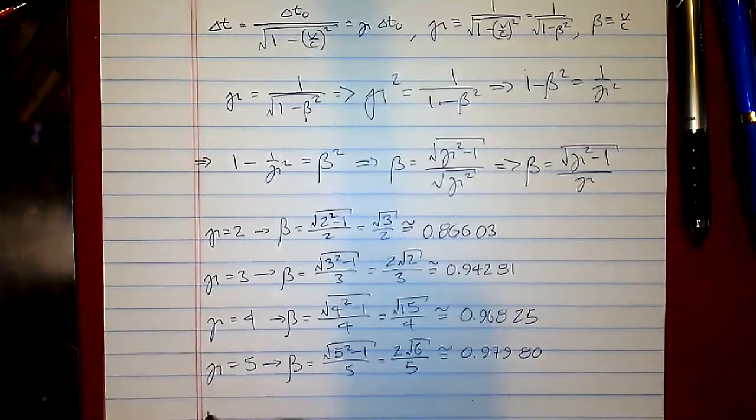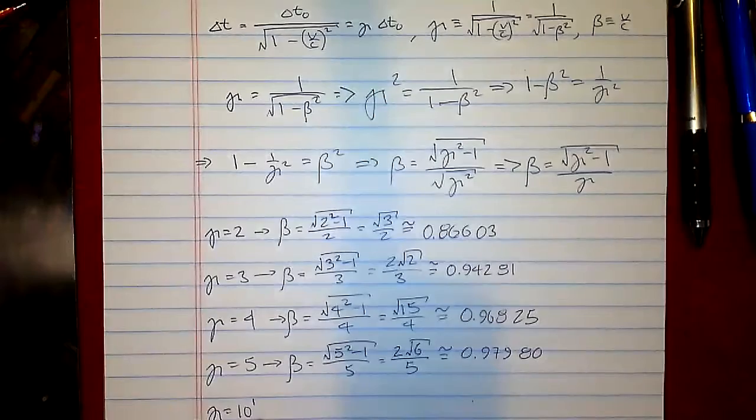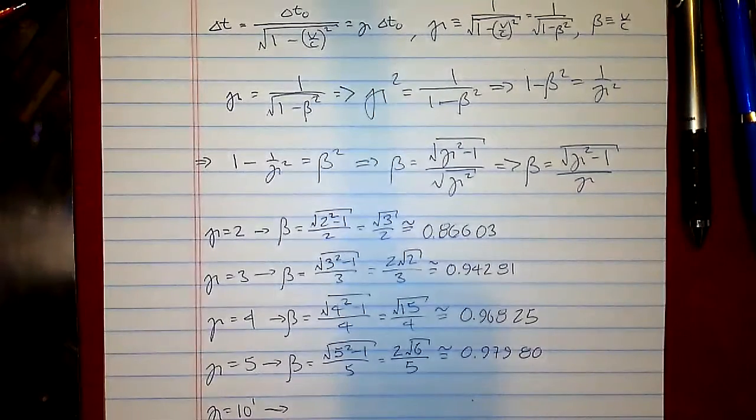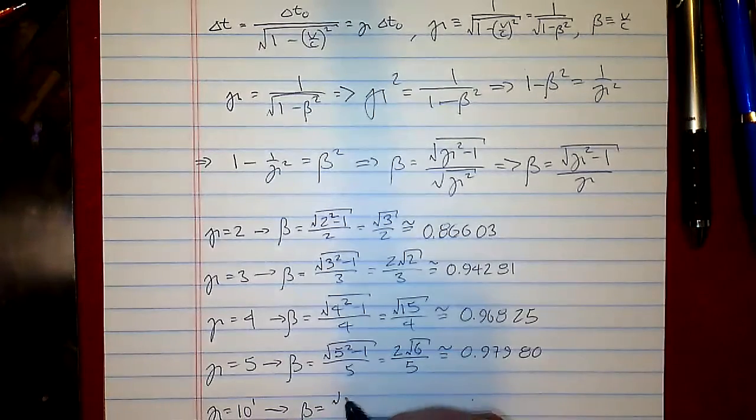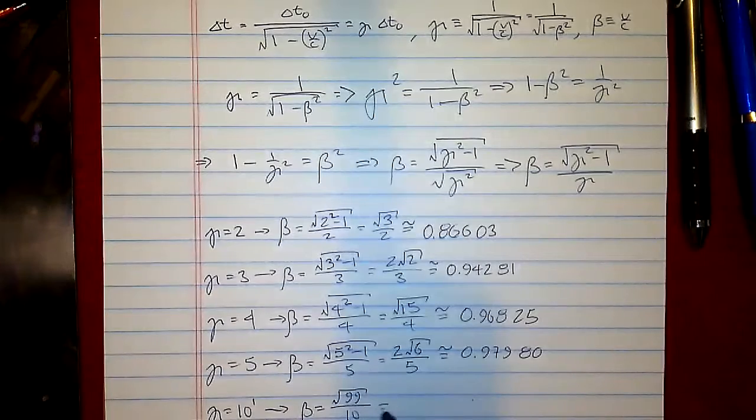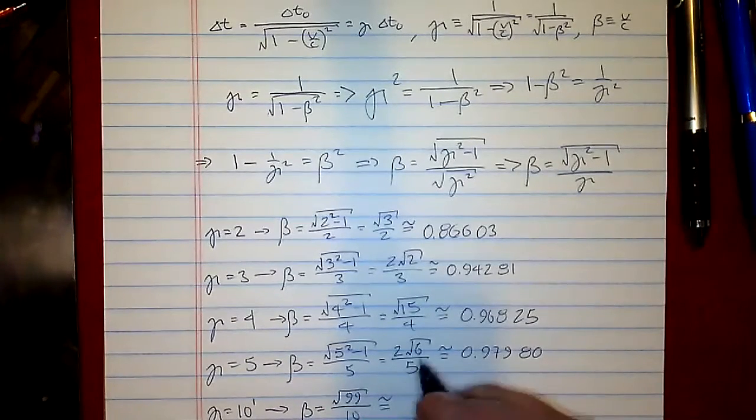Now for gamma equals 10, which I'm really going to call 10 to the 1 because I'm going to see something helpful that comes from that, I get beta is equal to, and we don't really need to worry about trying to find a pretty symbol because it's just going to be ugly. So I'm just going to write it as, obviously 10 squared would be 100. 100 minus 1 would be 99. That'd be the square root of 99 over 10, which is approximately equal to 0.99499.